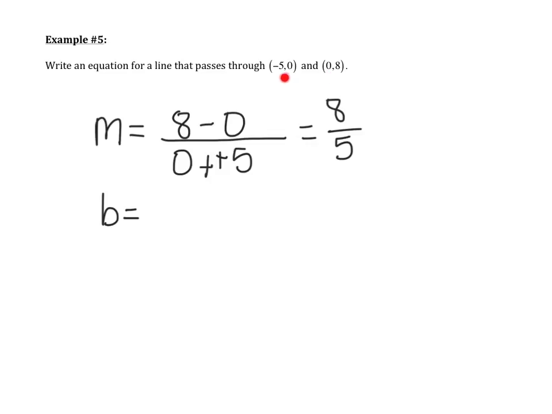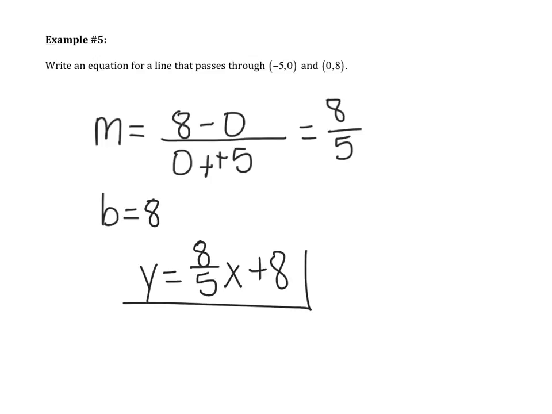A lot of people just see the 0 and automatically assume that the b value is negative 5. But remember, it has to be 0 comma something. That's when you know you have the b value. So this would be my b value, which would be 8. So to put it all together, I would have y equals 8 over 5 x plus 8. And there's my final answer.